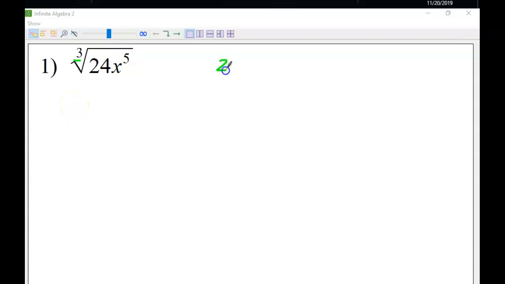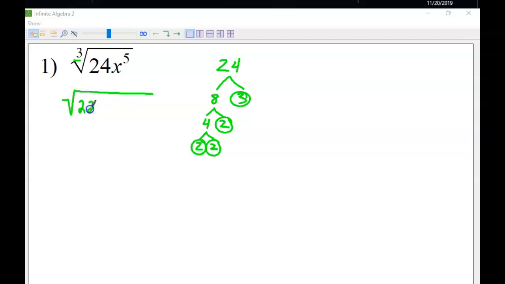So I'm going to break down the 24. That's going to be 8 times 3 and 4 times 2 and 2 times 2. So 24 breaks down into 3 2s and a 3, as well as we have x to the 5th, which means I've got 5 x's there. And this is a third root, which means I'm looking for groups of 3 identical numbers being multiplied together. If you have those, you can take one of those out of the root and then cross off the root.